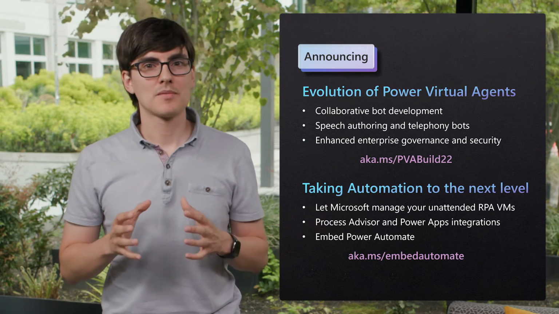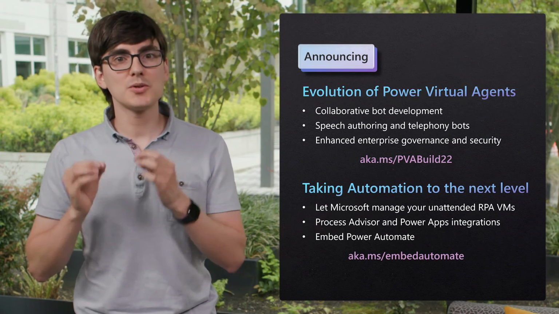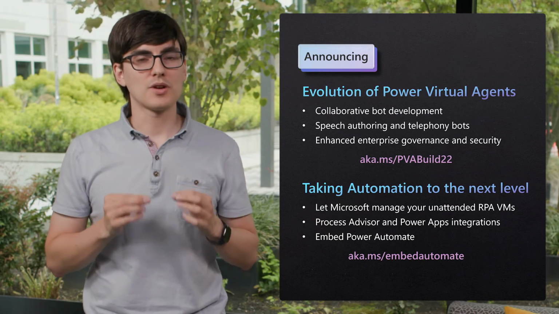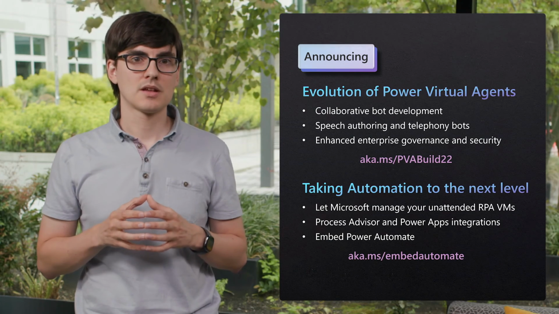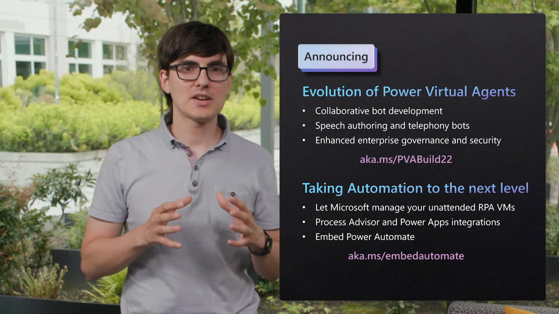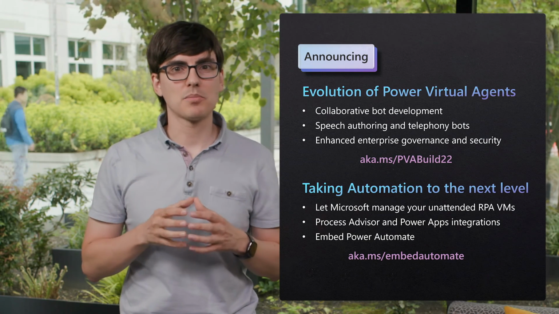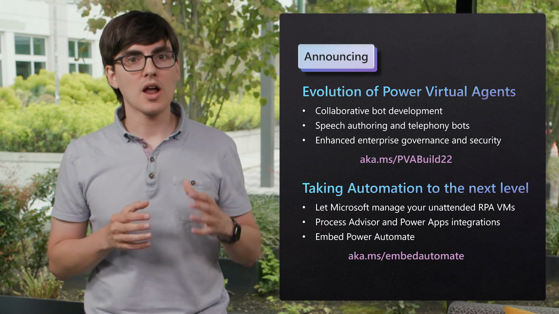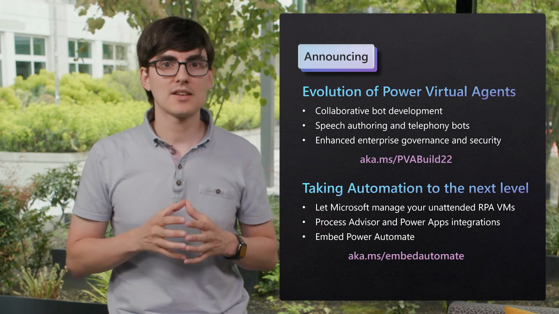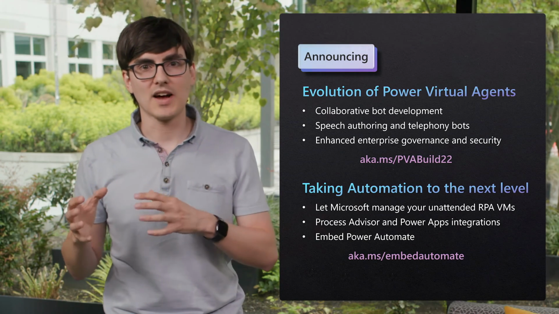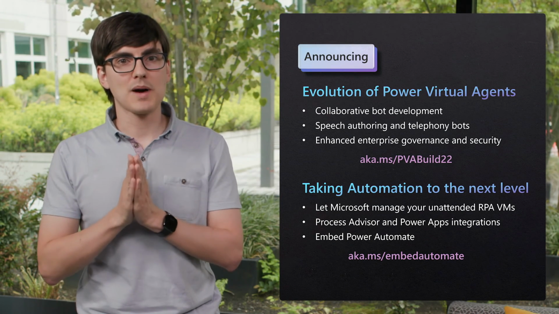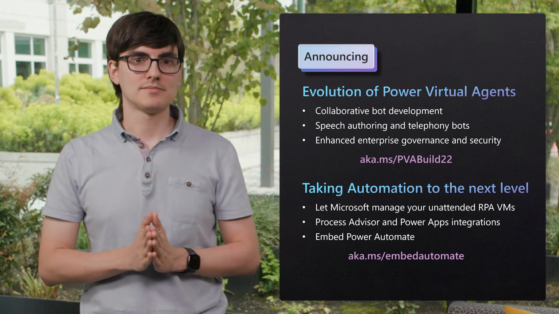Let's briefly recap. We've launched the technology preview of the evolution of Power Virtual Agents, bringing pro code and low code together into a new authoring canvas designed for Fusion development. Create intelligent conversational bots with rich responses, comprehensive variable management, telephony bots, and additional compliance and security features. For Power Automate, we have the new capabilities that allow you to automatically scale VMs in the cloud running your unattended bots, new integrations with Process Advisor and Power Apps, and new embed capabilities that will make it possible for you to include Power Automate directly in your application.